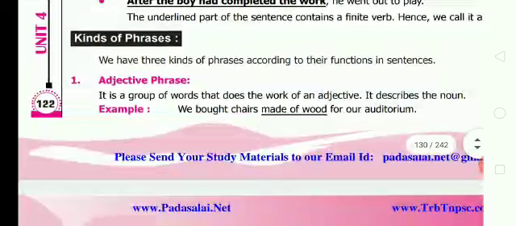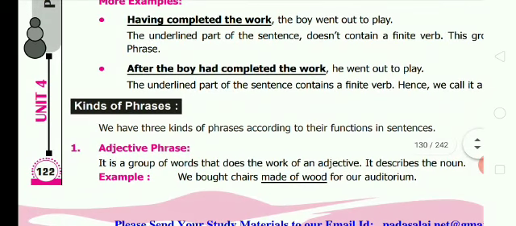Now moving on to kinds of phrases. We have three kinds of phrases according to their functions in sentences. Adjective phrase, noun phrase, adverbial phrase. First we shall see the adjective phrase. It is a group of words that does the work of an adjective. It describes the noun. For example, we bought chairs made of wood for our auditorium. They are talking about the chairs which were made of wood. So this is adjective phrase.